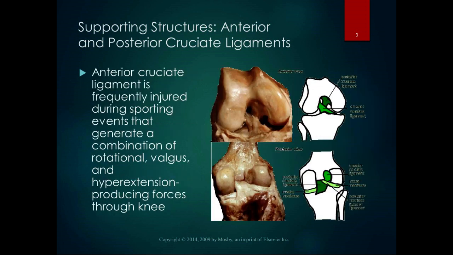The anterior cruciate ligament is probably the most frequently injured during sporting events that generate a combination of rotational, valgus, and hyperextension producing knee forces. So anything where you plant your foot and somebody tackles you from the side, that puts your ACL at risk.